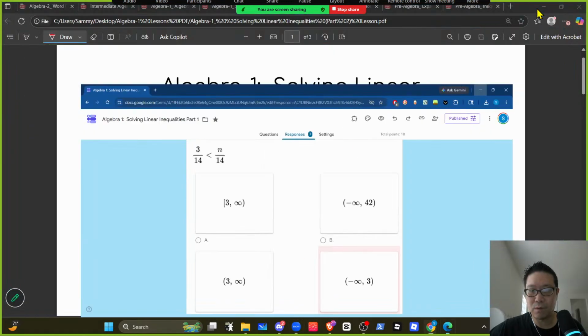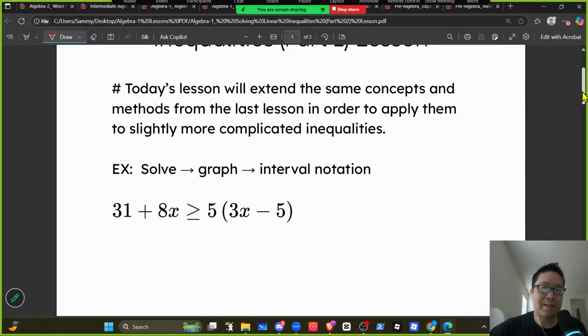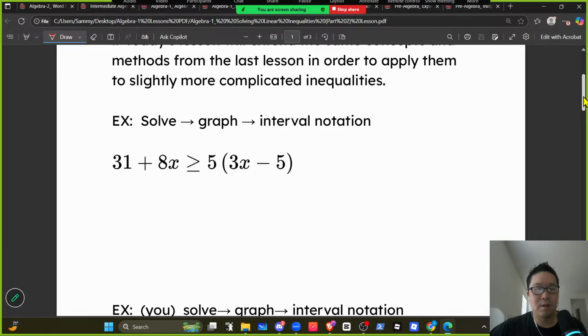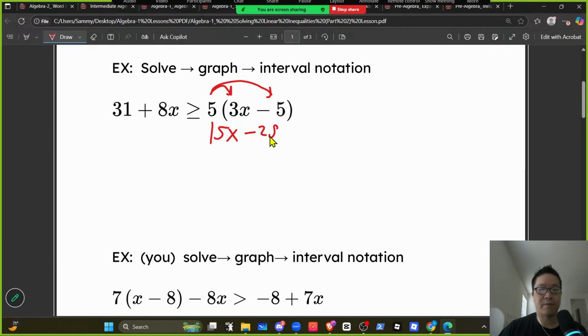Let's move on to today's lesson. We're just extending the same concepts and applying them to slightly more complicated looking inequalities. Here we have 31 plus 8x is greater than 5 times the quantity of 3x minus 5. The first thing I'm going to do is simplify. So 5 times 3x is going to be 15x, and then 5 times 5 is 25.